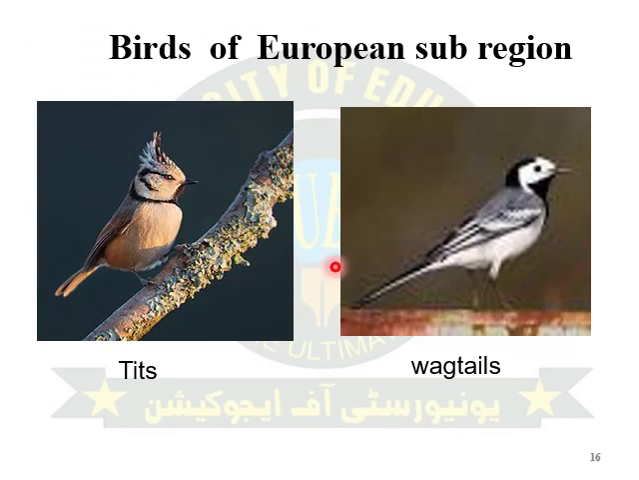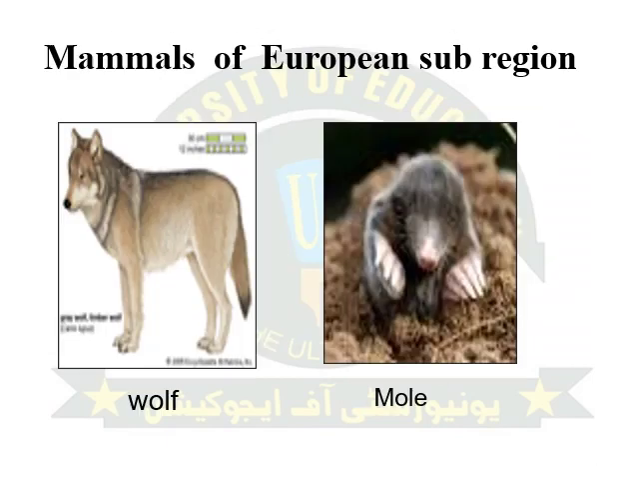Now we are going towards the fauna of the European sub-region. Firstly, we will talk about the birds. Here you can see the tits and wagtails that are present in the European sub-region. If we talk about the mammals, the main important families of mammals are wolf and mole that are present in the European sub-region of the Palearctic region.